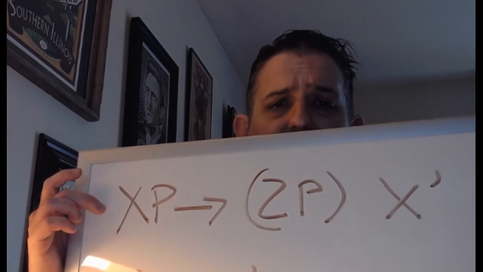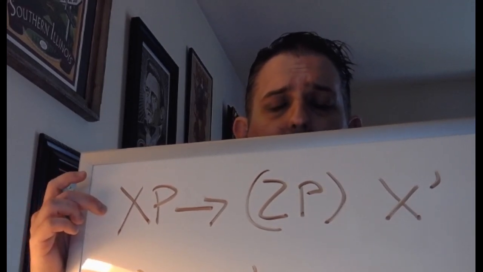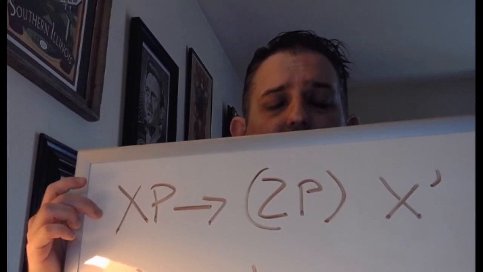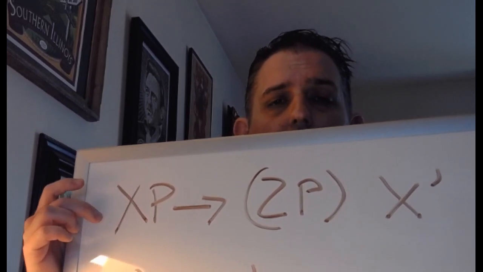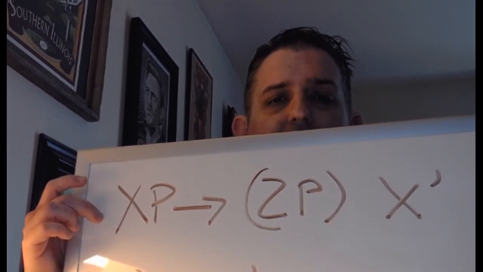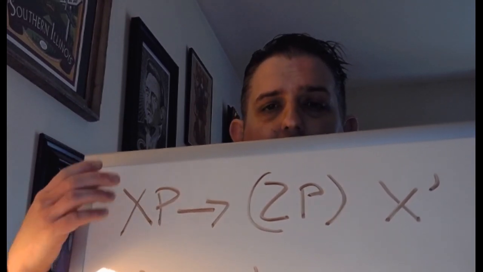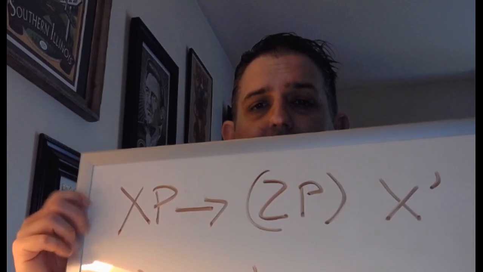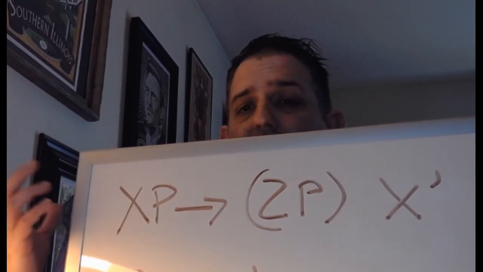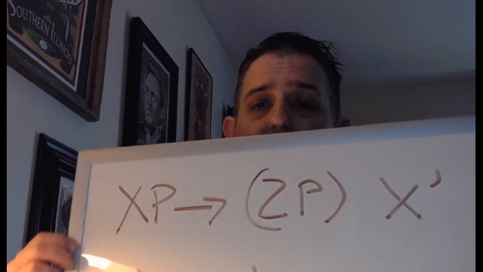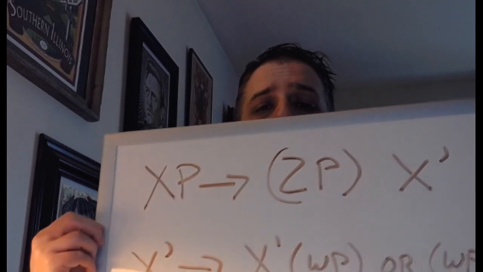So we have our specifier rule here, and this is the rule that we're going to concentrate the most on today. So this is the rule that says an XP, a maximal projection, goes to an optional phrase, and again, that ZP is a variable, it can stand for anything, followed by an X-bar, which is that intermediate level.